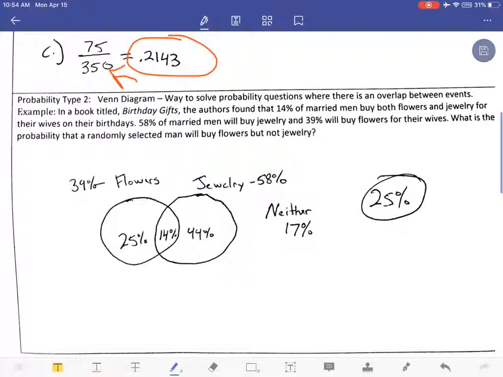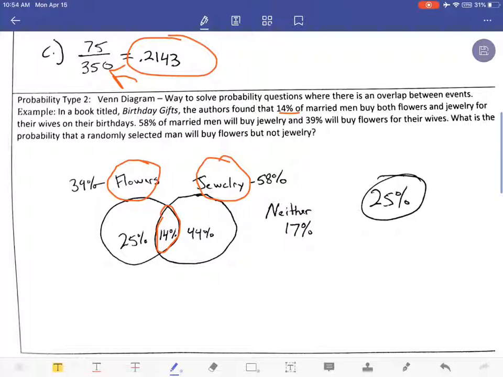The first thing that you want to put down is just going through it, kind of just in order of the problem. So we know that 14% of married men bought both of these. So we're going to set up the flowers right here and another circle for the jewelry, and the part in the center is the overlap right here. So the overlap is people that bought flowers and jewelry. So we put that in the middle, which is 14%.